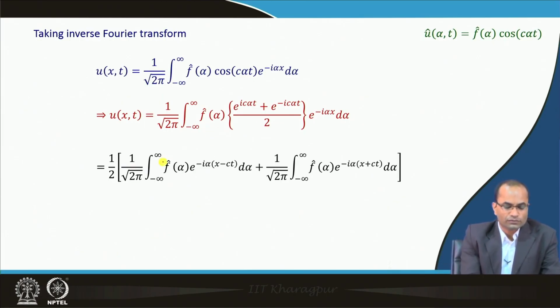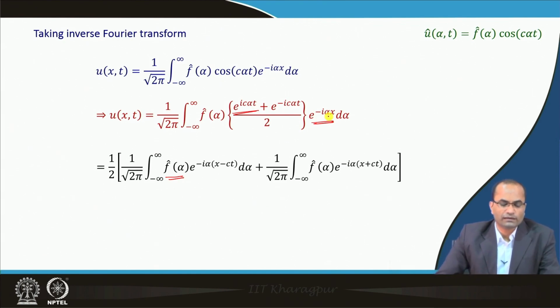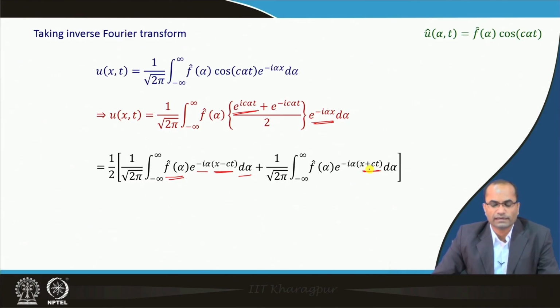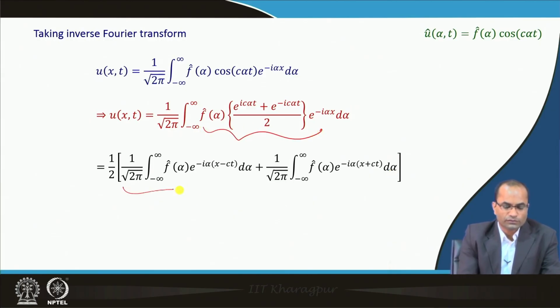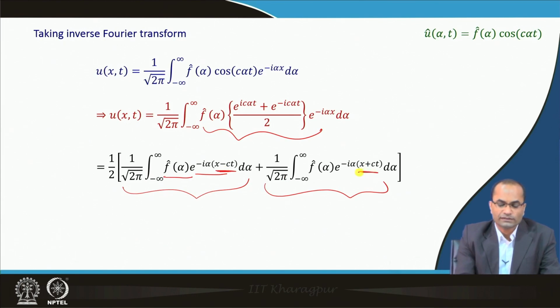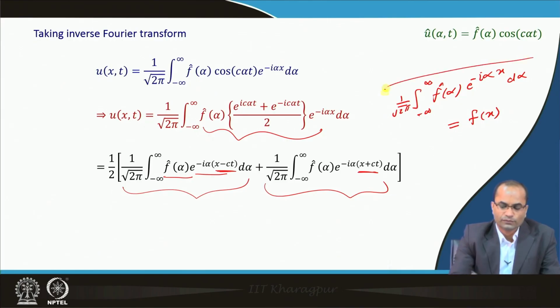So, we can rewrite now. With this f hat alpha we have e power I C alpha t, and then we have e power I alpha x. So, we can club this to have I alpha x minus C t over d alpha. In the second case we will get minus I alpha x plus C t integrated over d alpha. So, here this integral is split into two integrals, and now it is easy to recognize f hat alpha and exponential I alpha. So, instead of this x we have x minus C t, and instead of this x we have x plus C t. Being this x here, just 1 over square root 2 pi, minus infinity to plus infinity, f hat alpha and e power minus I x d alpha. This is the definition of f x, the inverse Fourier transform.